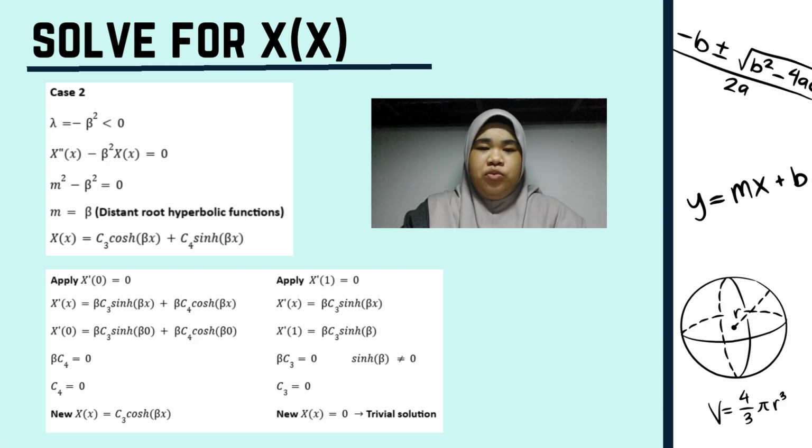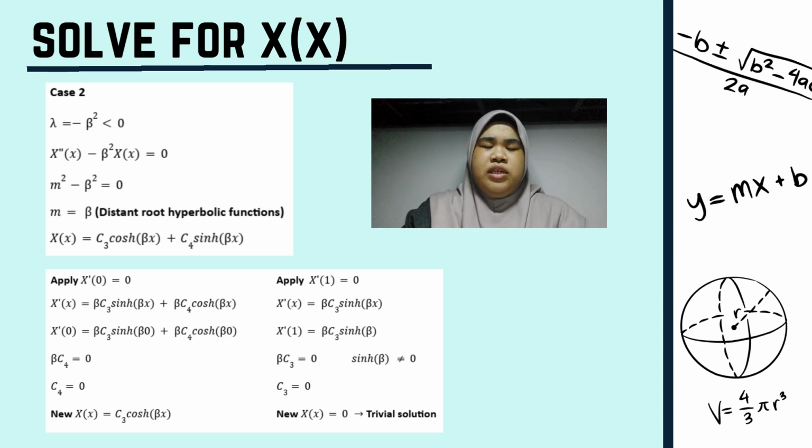So next, for case 2, our lambda is equal to negative beta squared, less than 0. After that, we substitute our value of lambda into our X equation, and we get X double prime(x) minus beta squared X(x) equal to 0. We get m squared minus beta squared equal to 0, and simplifying, we get m equal to beta, which are distinct real roots, hyperbolic functions. After that, we get X(x) is c3 cos beta x plus c4 sin beta x.